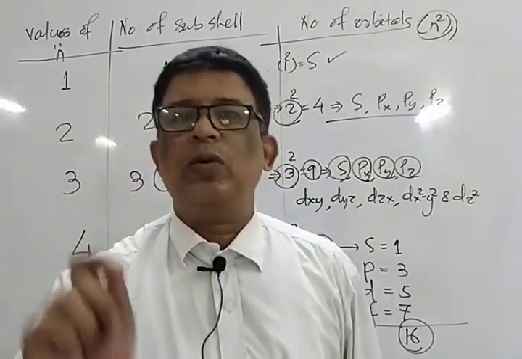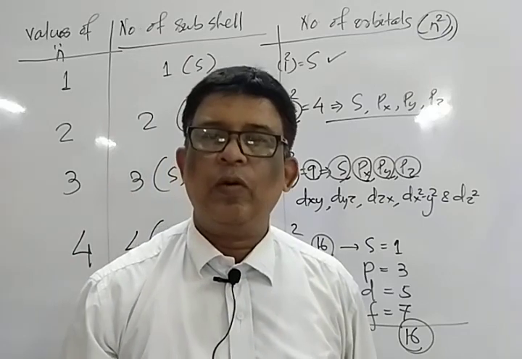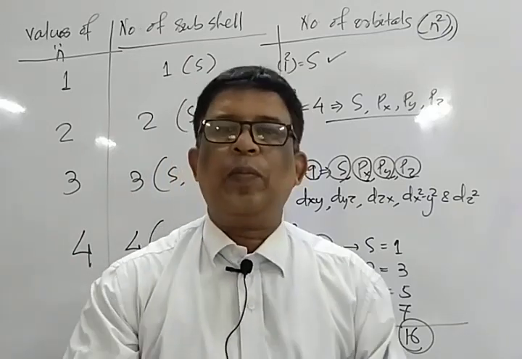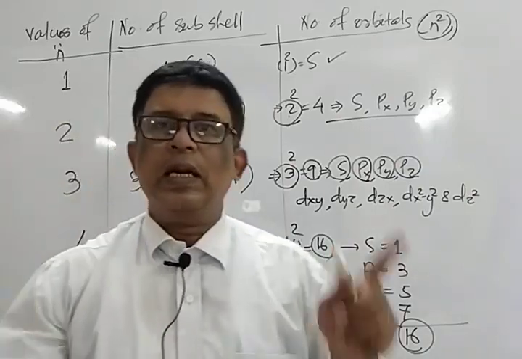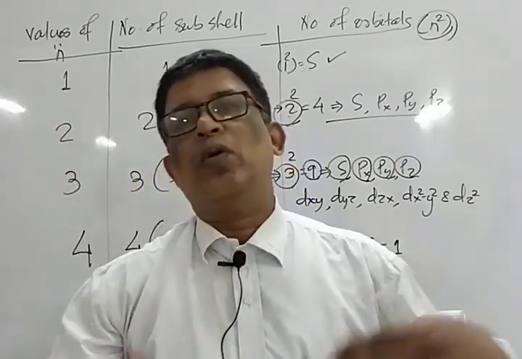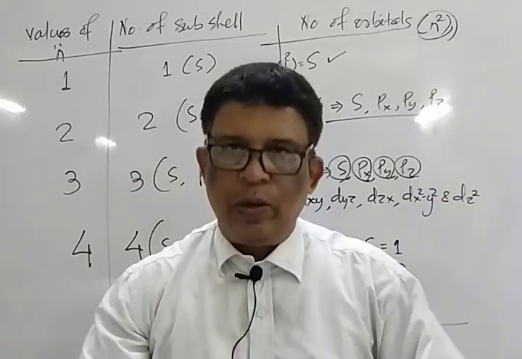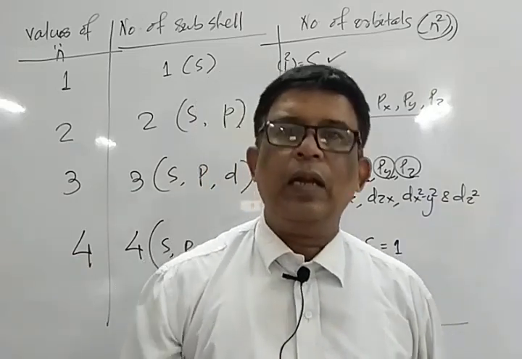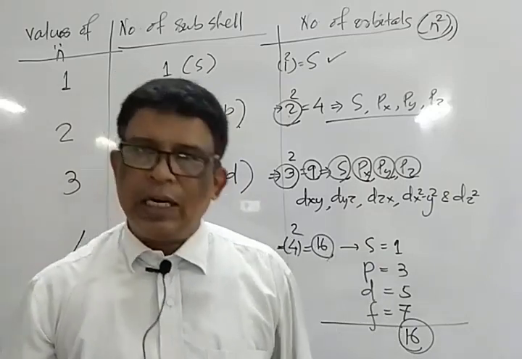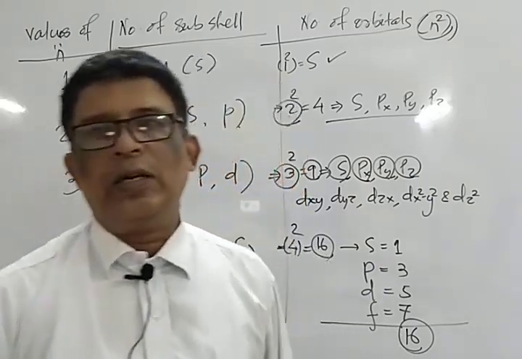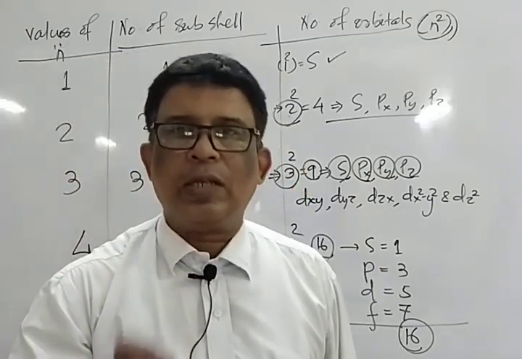Pauli's exclusion principle. Why is it known as Pauli exclusion principle? Since the chances of more than 2 electron accommodation in an orbital is not possible, that chance is excluded. That's why this principle is otherwise known as Pauli's exclusion principle.